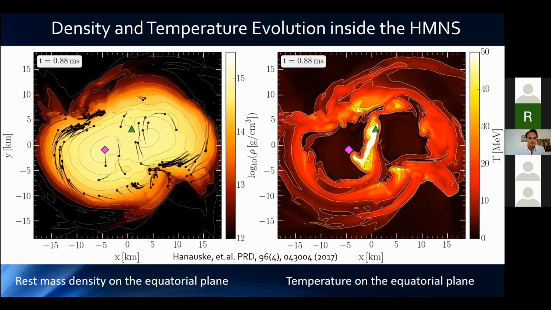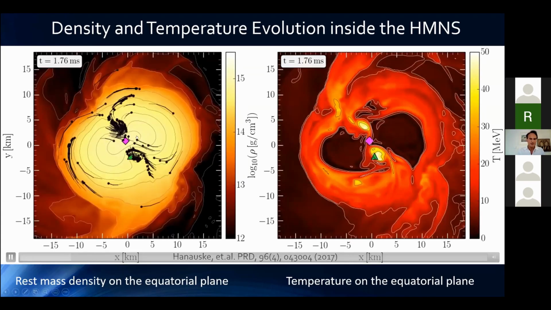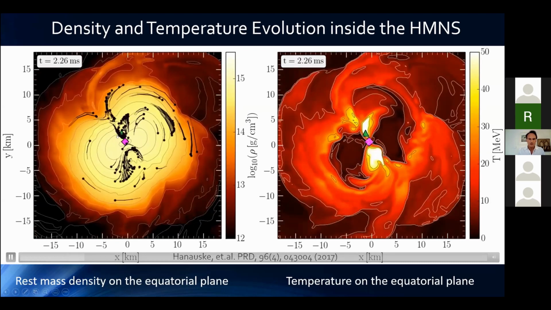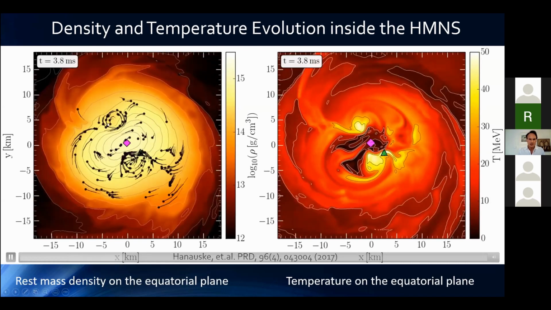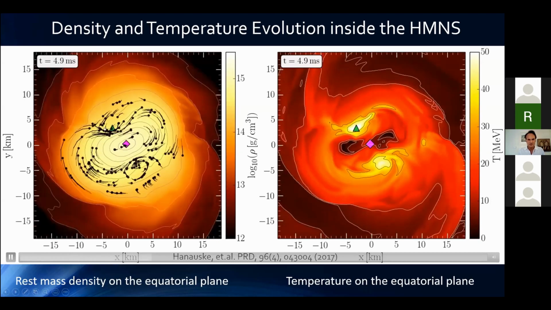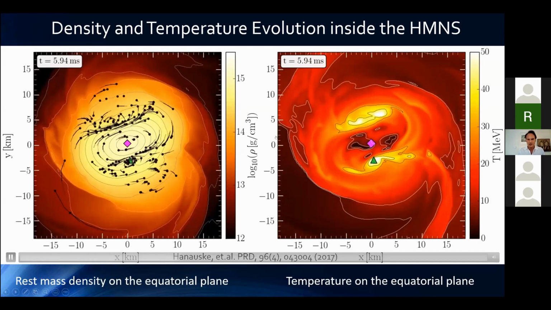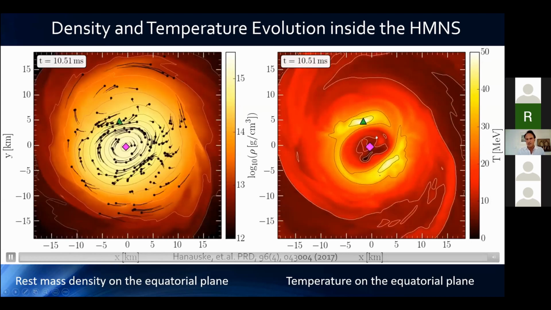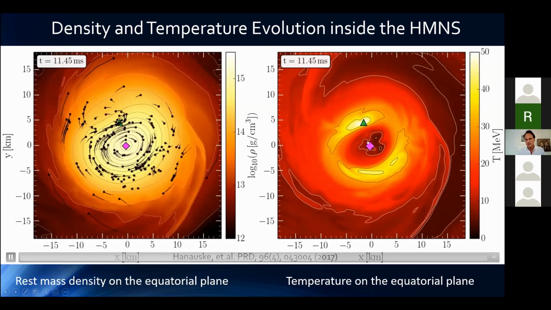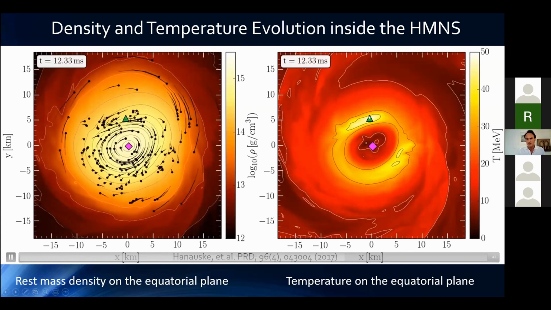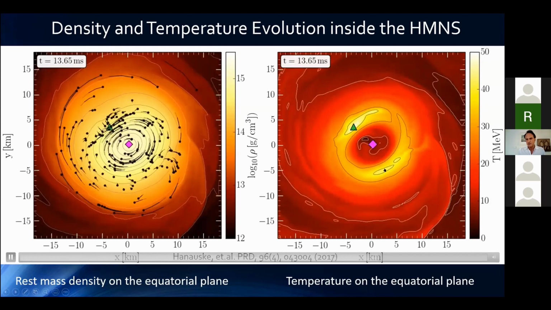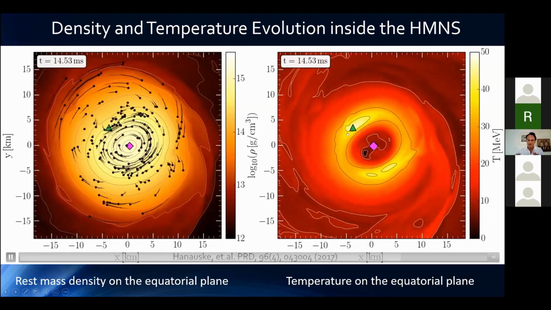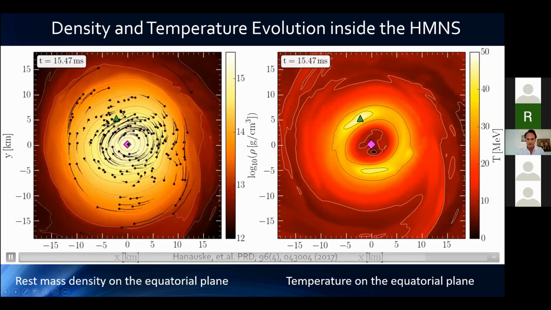So this is right after merger now. You see that after some time there are some vortices here, and you see that exactly there the temperature increases, and we then get after 10 milliseconds a kind of not so hot interior, but a hot ring-like structure. And this is now on the equatorial plane.